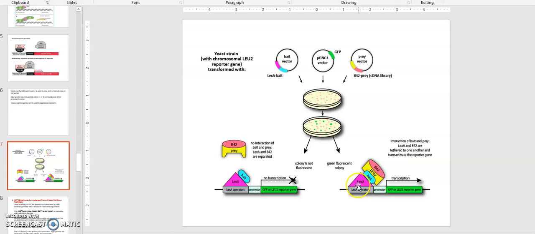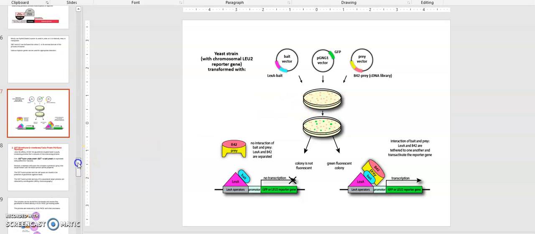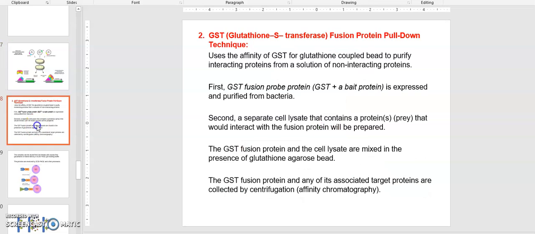Although this is LexA reconstituted with B42, this can be GAL4 DNA binding domain reconstituted with its activation domain. But it's the same principle. Okay, if that happens, this gene will be transcribed and translated. You'll detect the signal, in this case the green fluorescence. Okay, so that's the first method. So this yeast two-hybrid screening method will allow you to detect the protein-to-protein interaction happening inside of a cell. So it's an in vivo protein interaction detection assay. Okay, that's what it is.